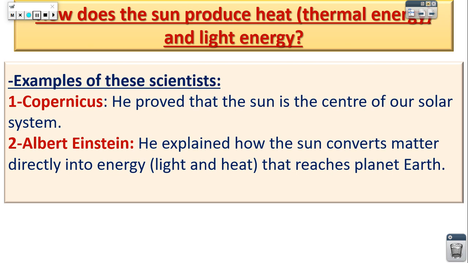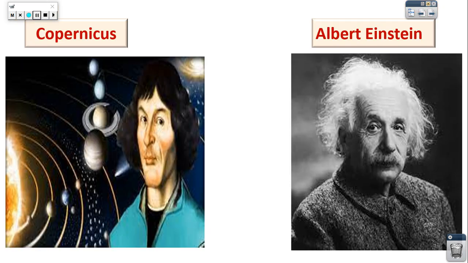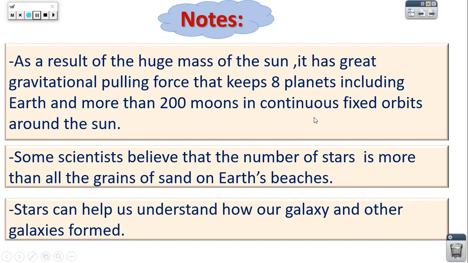Example for scientists that made a great effort to explain how the Sun makes its energy. Nicholas Copernicus, as we said before in the last concept, proved that the Sun is the center of the solar system and the Earth revolves around the Sun. And Albert Einstein explained how the Sun converts matter into light and heat energy. How does the Sun convert it? By the burning or the combination of hydrogen and helium gases. That's the scientist called Nicholas Copernicus, and that's Albert Einstein.